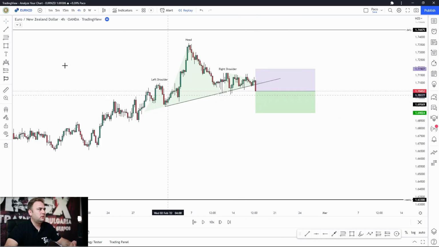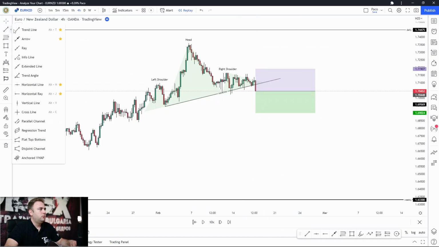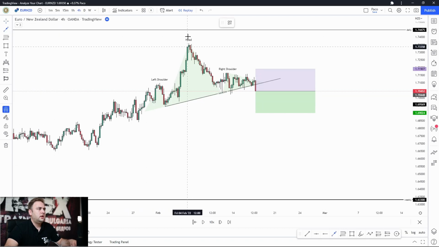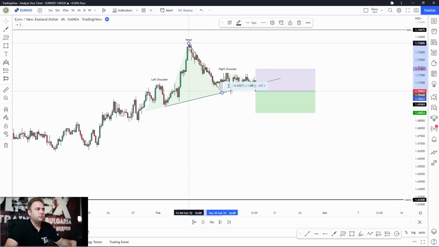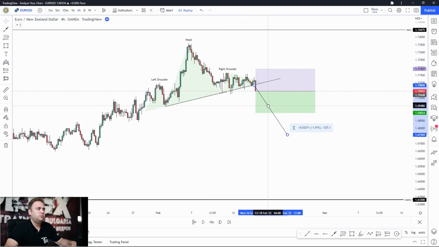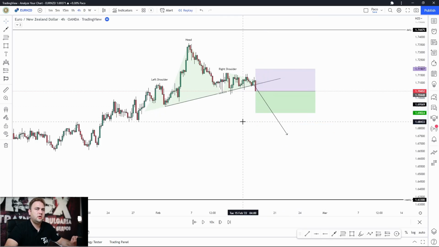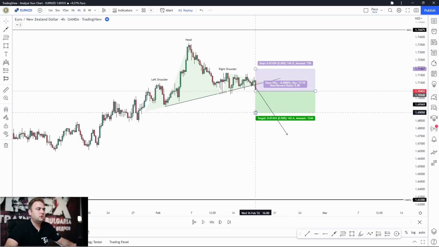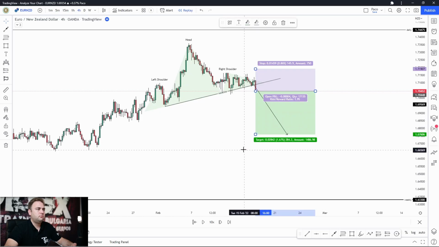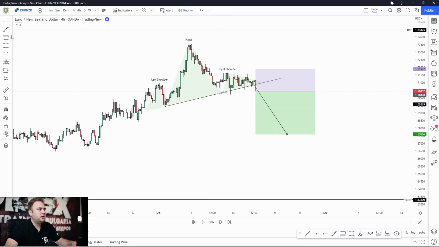Okay, how do we measure the profit? We take an arrow and we measure the impulse wave from the head to the right shoulder, because usually the impulse waves are pretty much equal. So this is gonna be our take profit. Of course, you have to compare with previous highs and lows. So let's see what we have here.